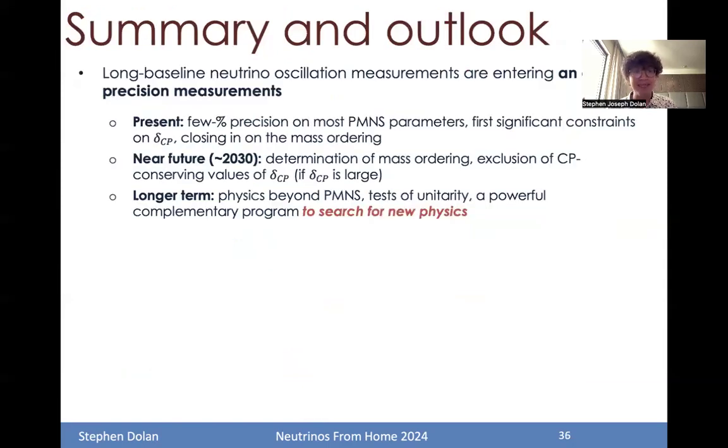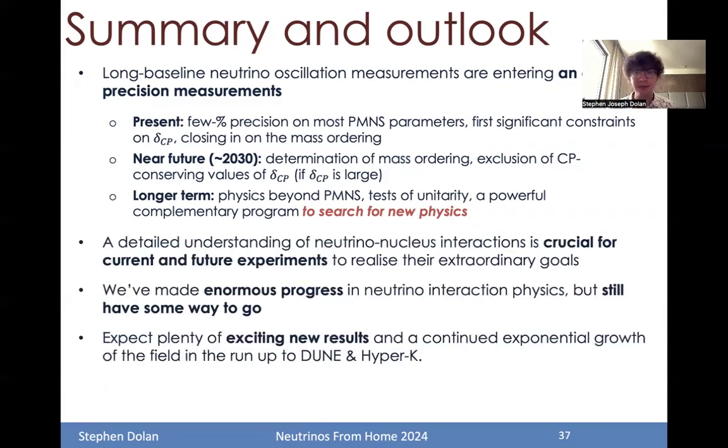So overall, long baseline neutrino oscillation measurements are entering a real era of precision. Presently, we've got a few percent constraints on most parameters, and the first significant constraints on delta CP, closing in on neutrino mass ordering. In the near future, we hope to be able to determine the mass ordering and exclude CP conserving values of delta CP if it's large. And in the longer term, to search for physics beyond PMNS, to have a powerful complementary program to the Collider program, pushing back the frontiers of particle physics.